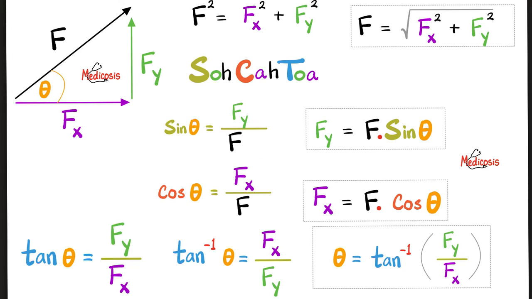This is Fx. Where is the hypotenuse? And this is just F, okay? So this is correct, which means you can do cross multiplication, or you can multiply each side by F to get this: Fx equals F cosine theta.